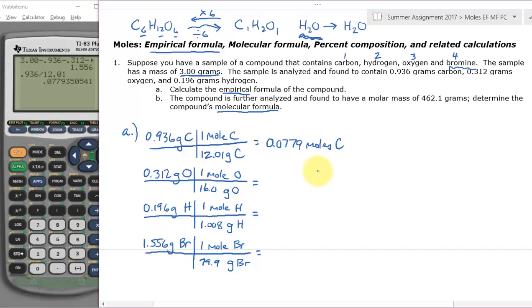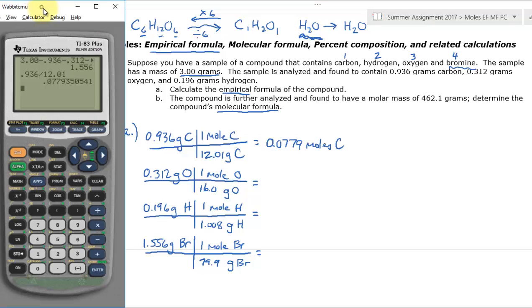I want you to label things as well. The best thing you can do is keep your answers labeled so that you know later on what this quantity is representing, which element we are talking about here. When we get 4 elements going at once, it's really important that you label things. 0.312 grams of oxygen divided by 16. I'm just going to do all the calculations and then write the answers down. For hydrogen, I've got 0.196 grams divided by 1.008. And for bromine, I've got 1.556 divided by 79.9. So those are my 3 conversions there on the calculator screen.